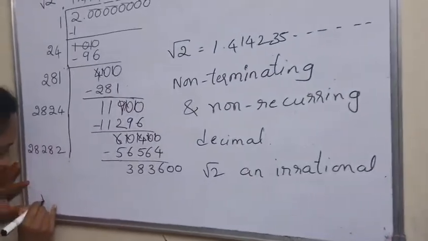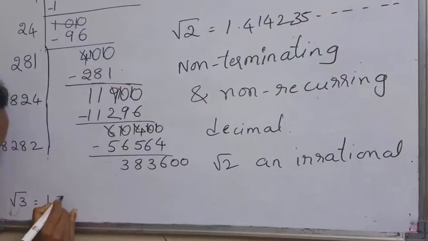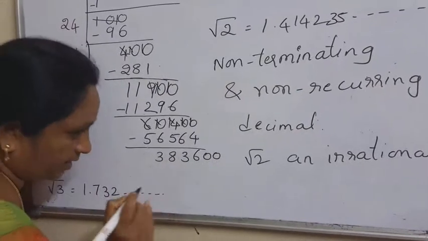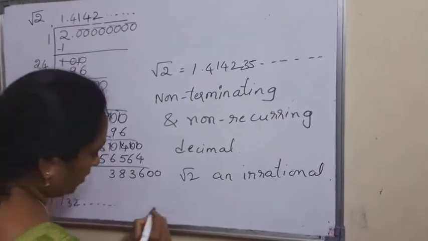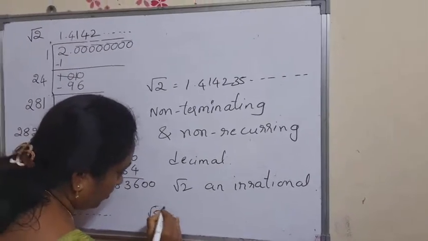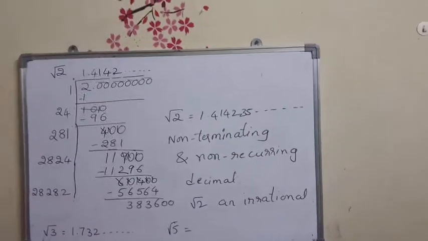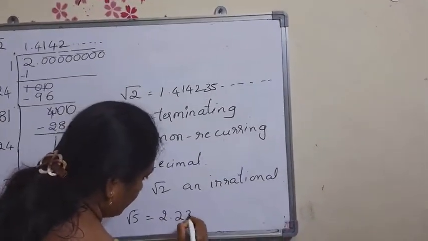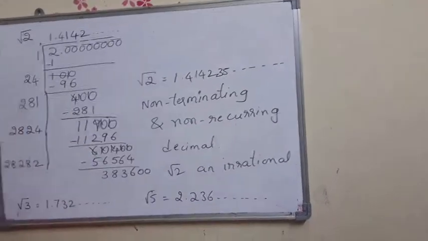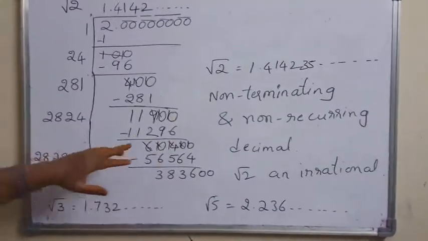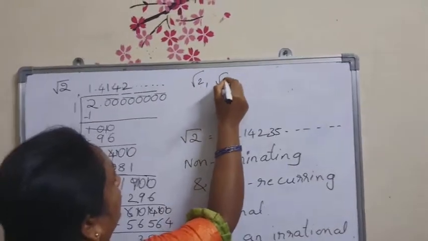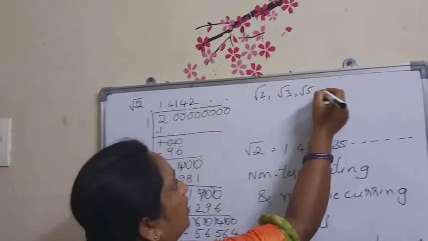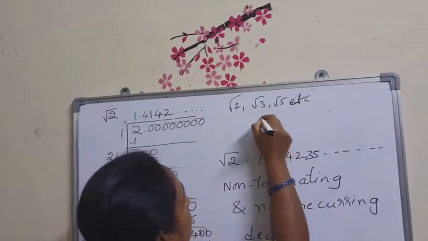Similarly, your root 3 value is equal to 1.732 and so on, like that, and your root 5 is also equal to 2.236 and so on, like this. So these numbers are non-terminating, non-recurring decimals. So these numbers are recognized as irrational numbers.